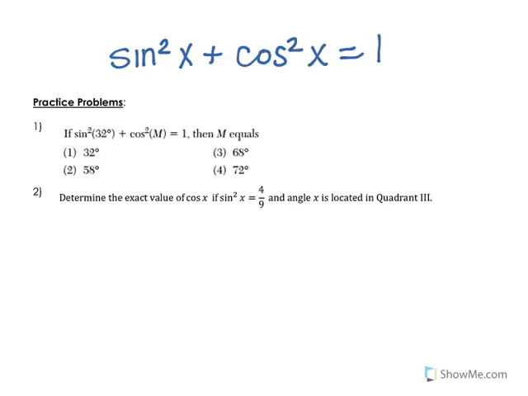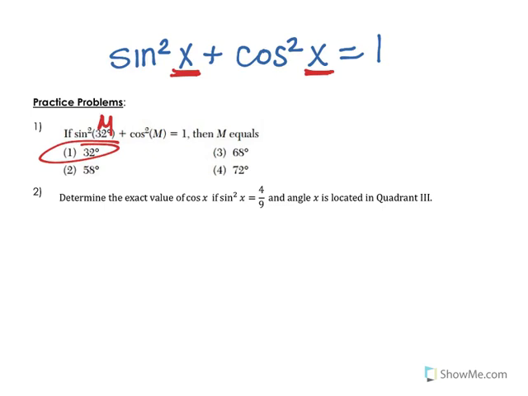All right, so let's take a look at some Regents questions. So problem number 1, if sine squared of 32 degrees plus cos squared of m degrees is equal to 1, then m equals, well, this only works if that angle is exactly the same. So it must have been m for both of those. So our m must be the 32. That's simple.